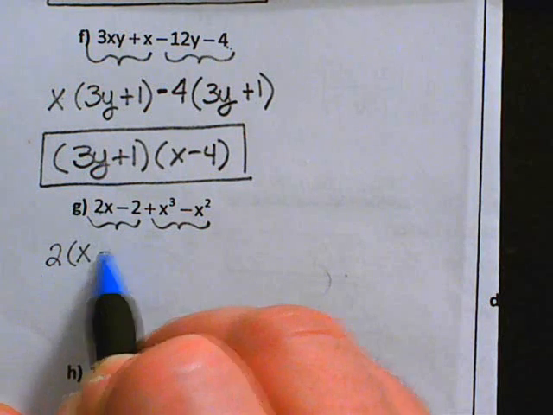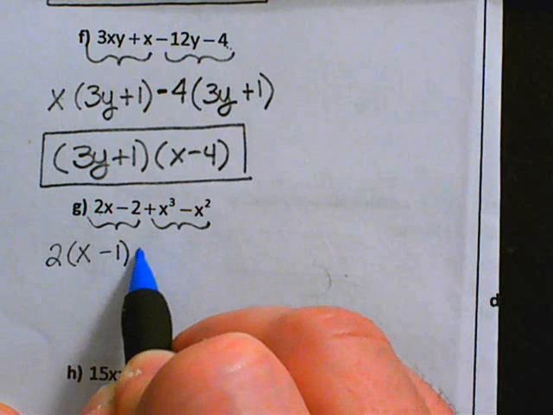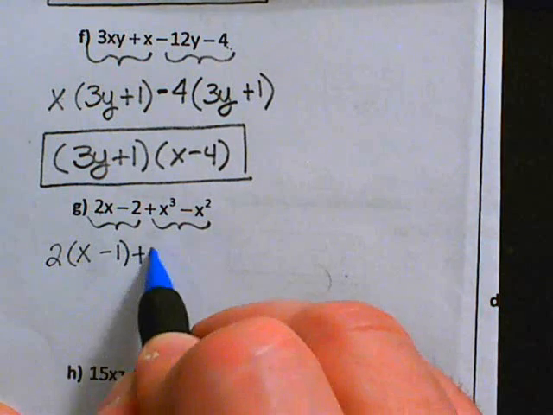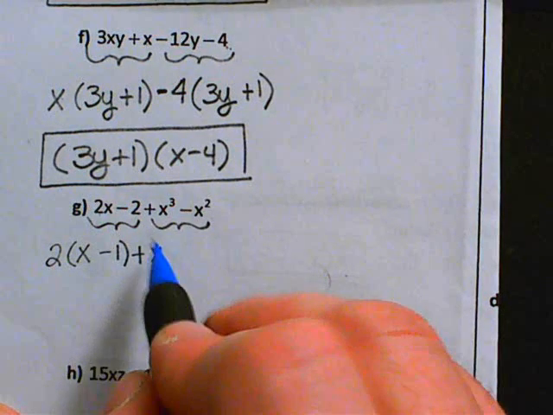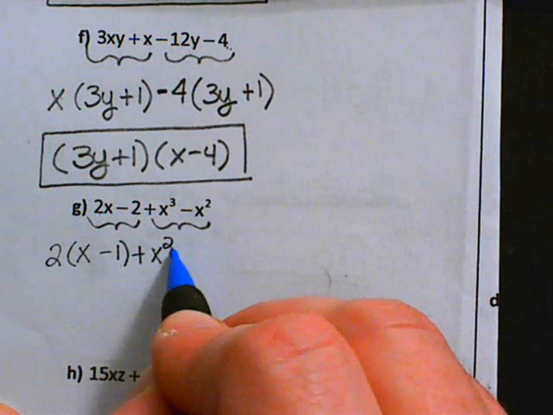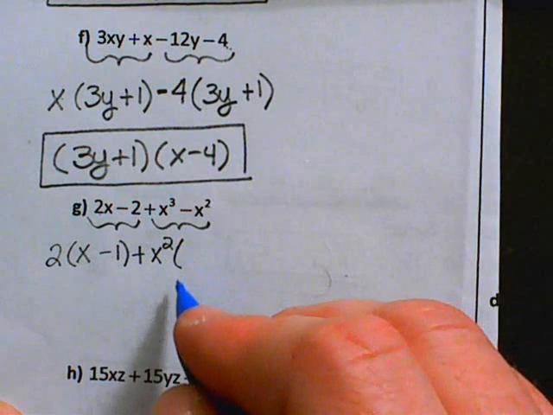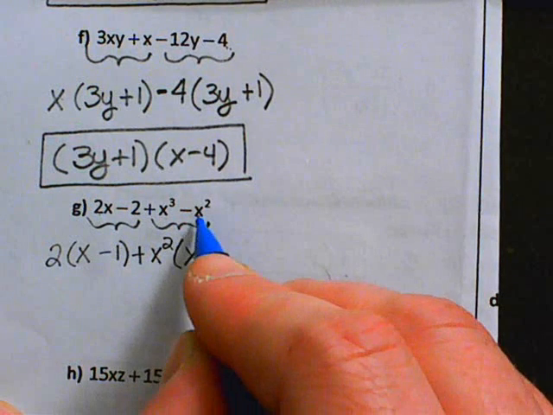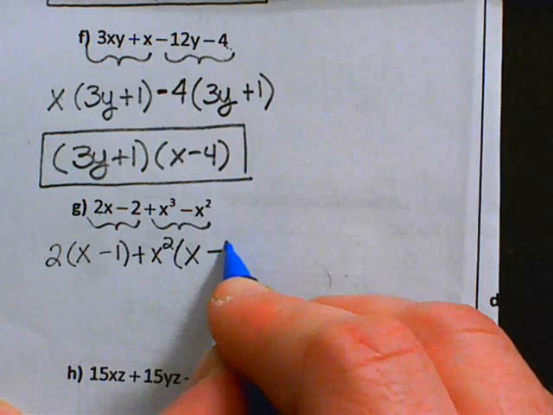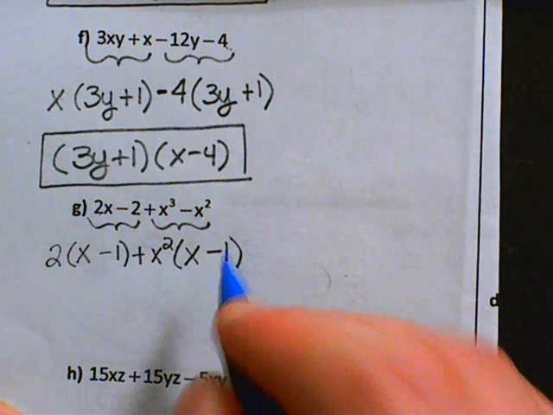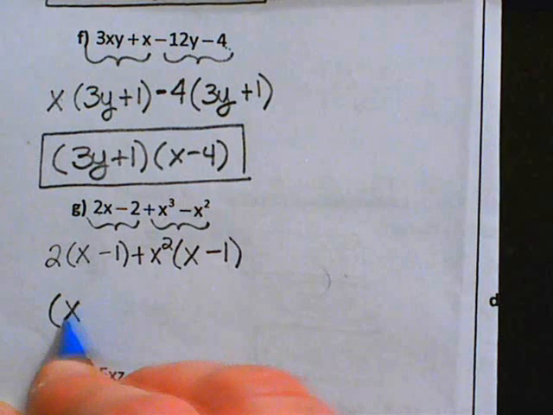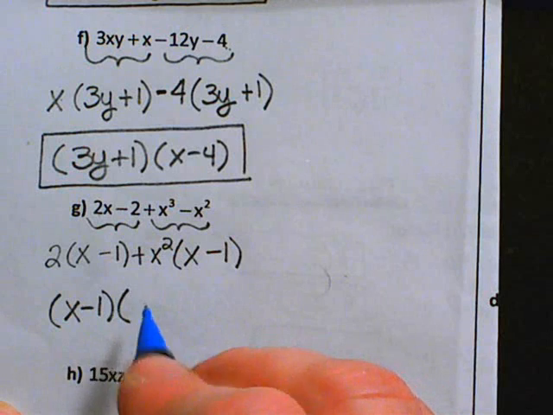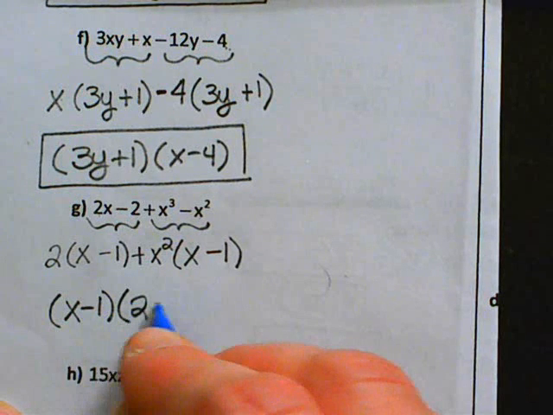Bring down the positive. What can I factor from the last two? I can factor out an x. How many x's? The smallest exponent is 2, so I can factor out an x to the second. x to the third divided by x squared is x. And negative x squared divided by x squared is negative 1. Again, what do they have in common? x minus 1. And if I remove the x minus 1, what is left? 2 plus x squared. And that's my answer.